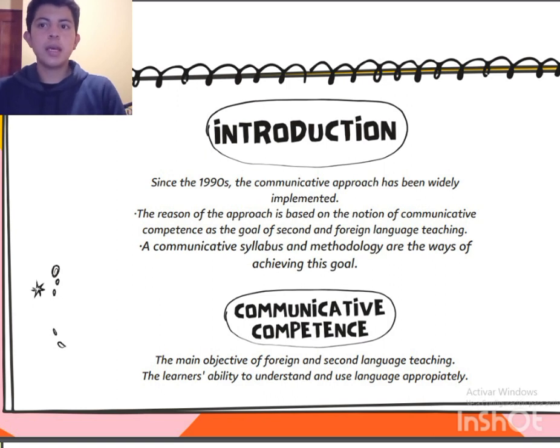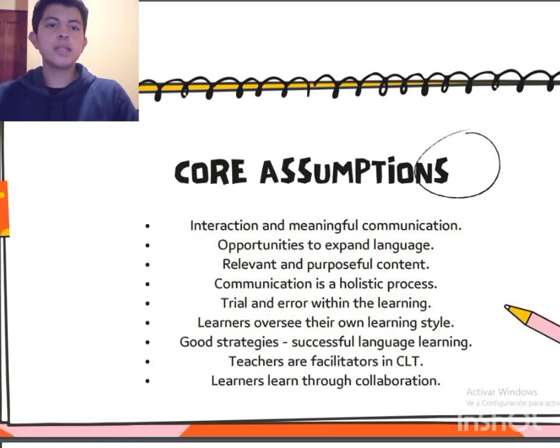Communicative competence. Communicative competence is the goal of foreign and second language teaching. It is also the learner's ability to understand and use language appropriately in order to communicate in authentic social and school environments. Now let's see the core assumptions.